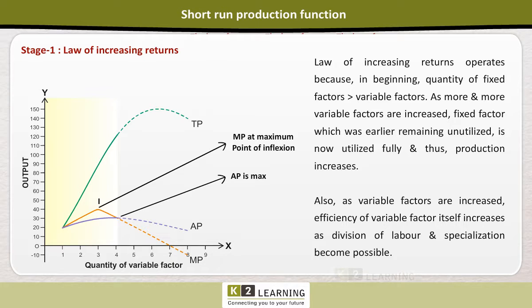The law of increasing returns operates because, in the beginning, the quantity of the fixed factors is more relative to the variable factors. As more and more variable factors are increased, the fixed factor which was earlier remaining unutilized is now utilized fully, and thus the production increases. Also, as the variable factors are increased, the efficiency of the variable factor itself increases as division of labor and specialization become possible.